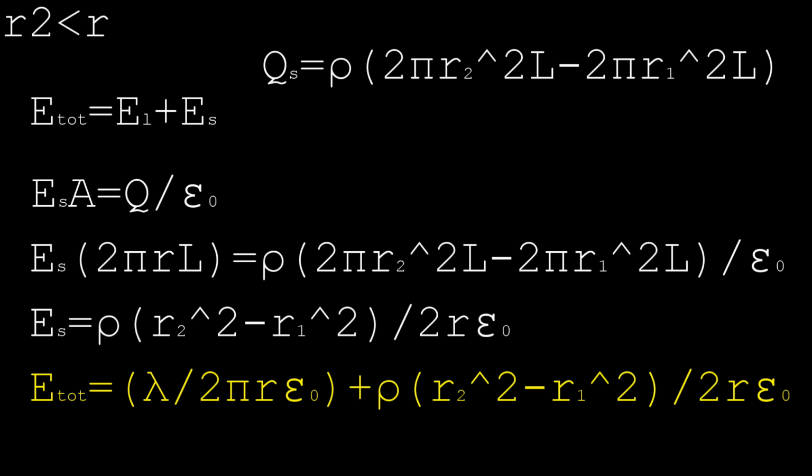And then we're left with the E total, where the E_L is the same as before, lambda over 2 pi r epsilon naught, plus rho times r2 squared minus r1 squared divided by 2r epsilon naught. And that is the E total when r is greater than r2.